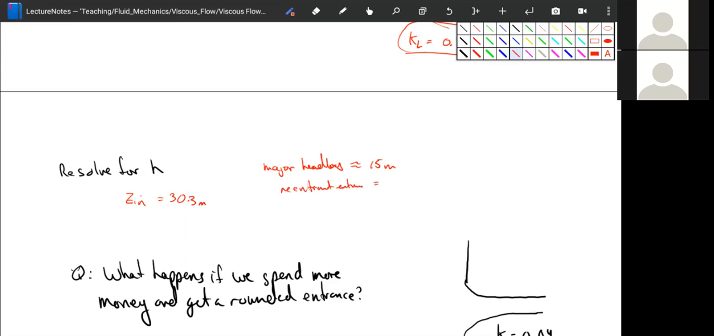Reentrant entrance is roughly equal to 7 meters of energy. So it's almost half of what our major losses were, just by doing the easy thing, which is to drill a hole in a tank, slide a pipe in, and then caulk around the outside and be done, right? Or weld if it's metal. Just by doing the easy thing, we increased our losses by 50%.